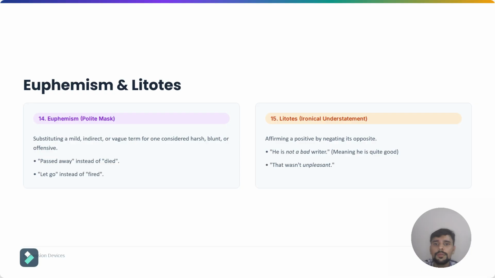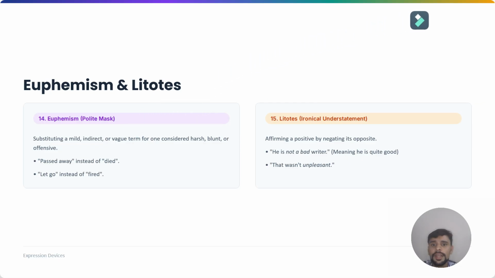Now let's talk about how we soften language. A euphemism replaces a harsh, blunt, or uncomfortable expression with a milder one. For example, instead of saying he died, we may say he passed away. Instead of saying she was fired, we might say she was let go. Why do we do this? Because language isn't only about information, it's also about social relationships and politeness. Compare your performance was terrible with your performance needs improvement. The second sentence may communicate criticism in a more socially acceptable way.